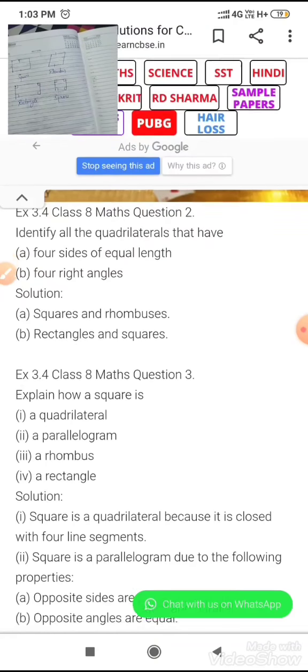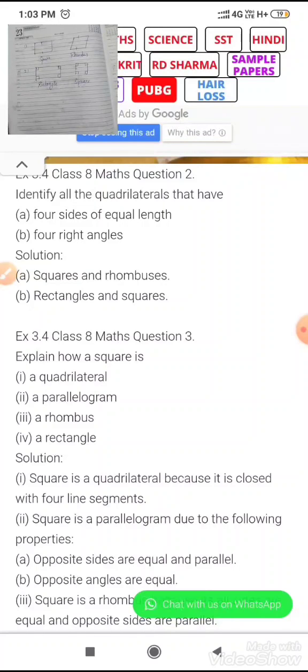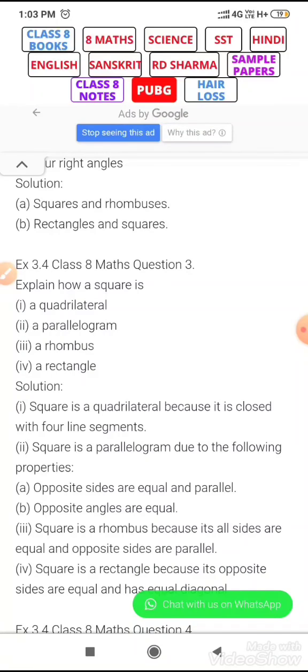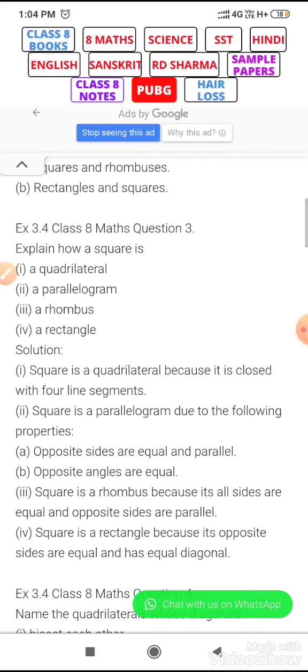In question number 3, we have to explain how a square is a quadrilateral. So its answer is: a square is a quadrilateral because it is closed by 4 line segments. As we all know, a quadrilateral is a 4-sided closed figure, and a square is also a 4-sided closed figure. So we can say a square is a quadrilateral, and its reason is that it is closed with 4 line segments.